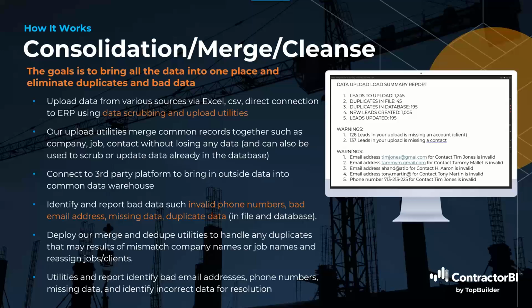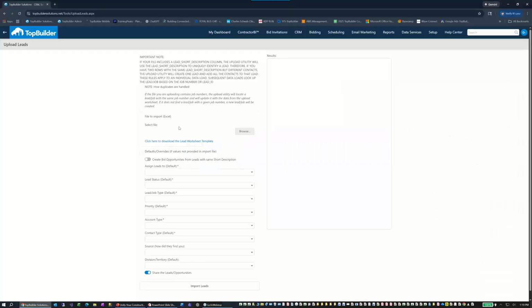Or what you can do is export everything back out of TopBuilder, scrub your data, and then load it back in using the same upload utility. What that does is clean the data. So you export what you have, you update it in Excel, then you re-import it. If you look down here on the bottom, that will take care of cleaning up all that data for you. So a lot of times it's easier to update in Excel and then re-import it.